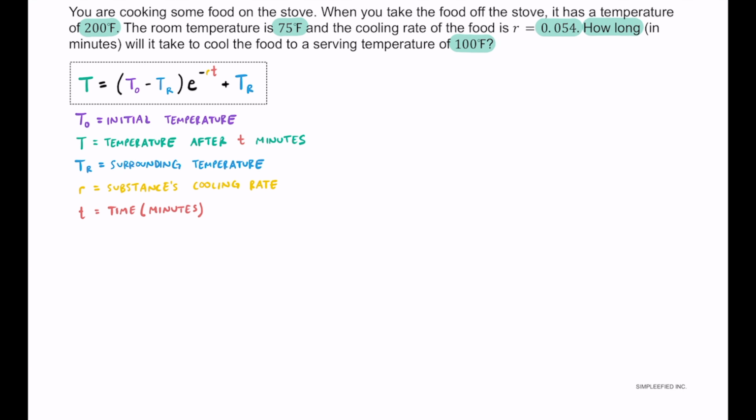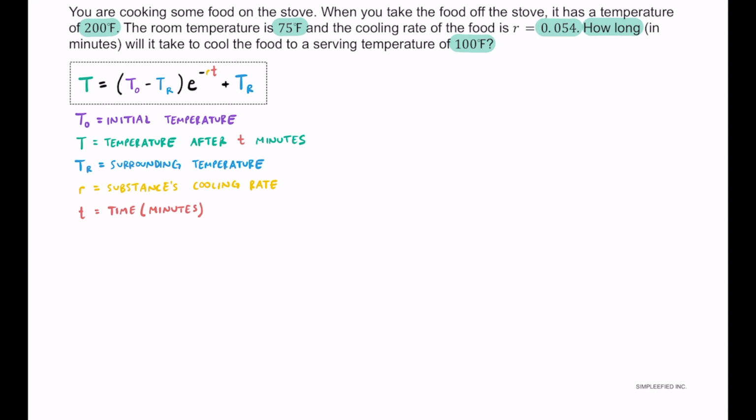Alright, so in this situation, you are cooking some food on the stove. When you take the food off the stove, it has a temperature of 200 degrees Fahrenheit. The room temperature is 75 degrees Fahrenheit, and the cooling rate for the food is R is equal to 0.054. The question is, how long, measured in minutes, will it take to cool the food to a serving temperature of about 100 degrees Fahrenheit? So again, just to help keep things organized, this is all our information and Newton's law of cooling formula that we need to use.